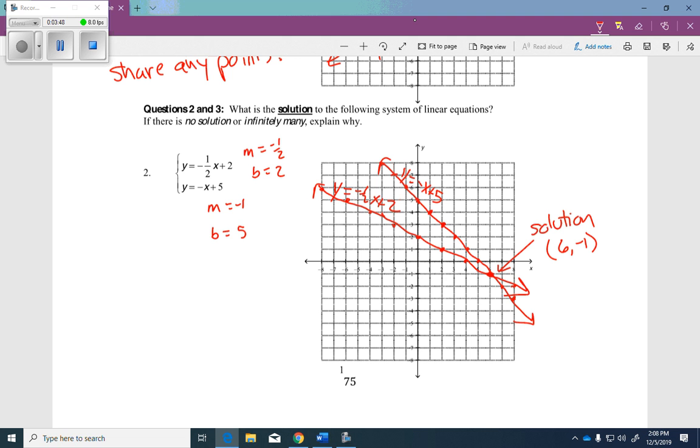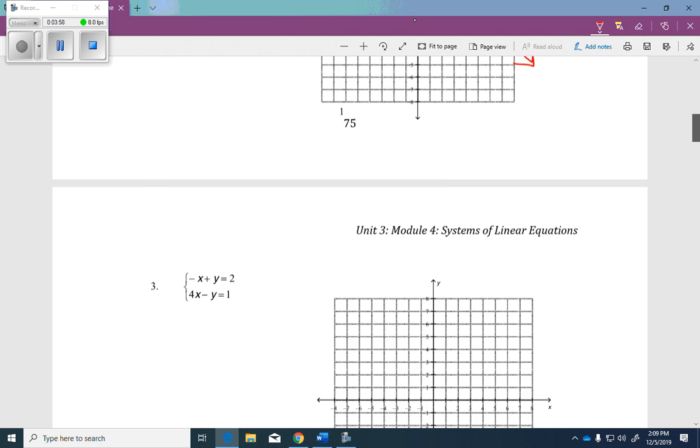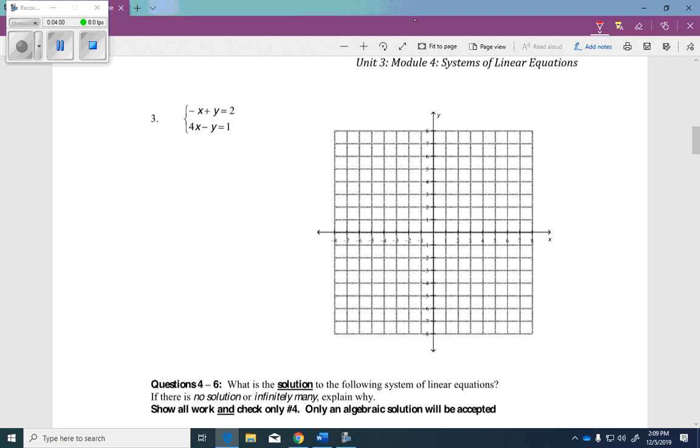And on your quiz, it will tell you to do a check if there is one solution. This one doesn't tell us to do a check. On your quiz, though, it will tell you to. Number 3, we have to get it into the correct form.